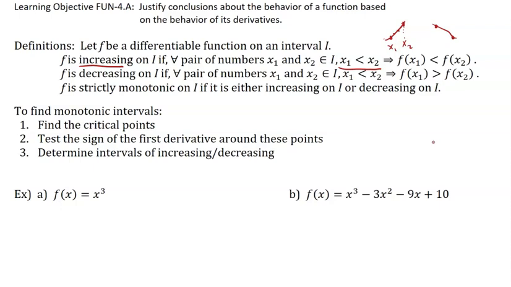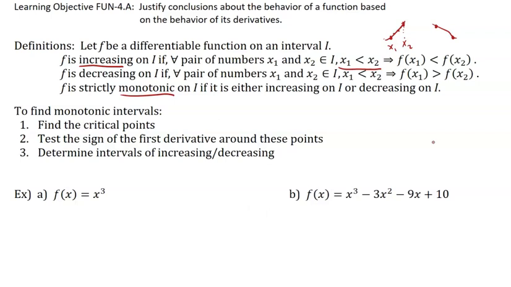So not just what is happening at the point, but is the point higher than the point to the left? Is it lower than the point to the right? Then it is increasing, or vice versa. And if we have an interval or a function where the function is strictly increasing or decreasing, then we say that it is monotonic.